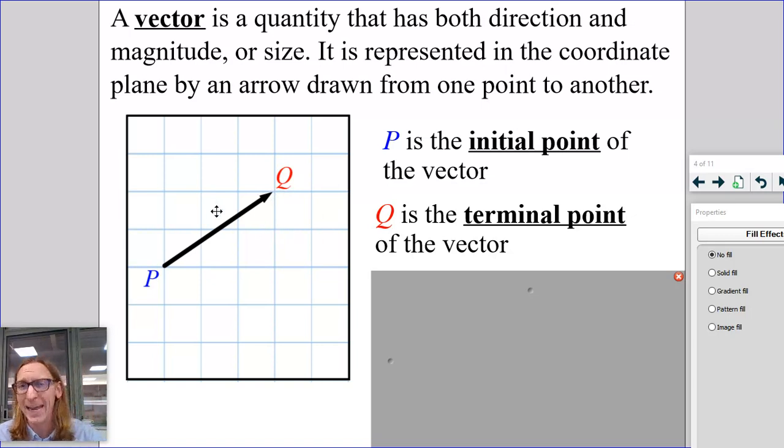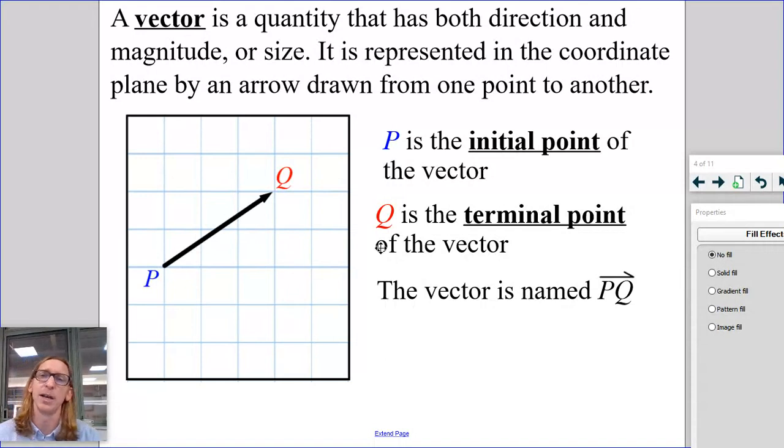And there is a magnitude of that vector, how long it is, how far it is to get from point P here to point Q here would be your magnitude. Like everything else in the geometry world, we can name this figure. Vectors are named with their initial point listed first and their terminal point listed second, and it gets a nice little fancy symbol above it.